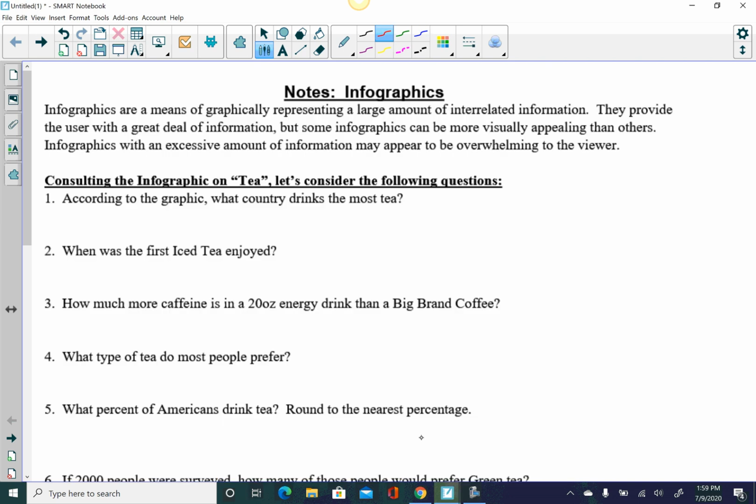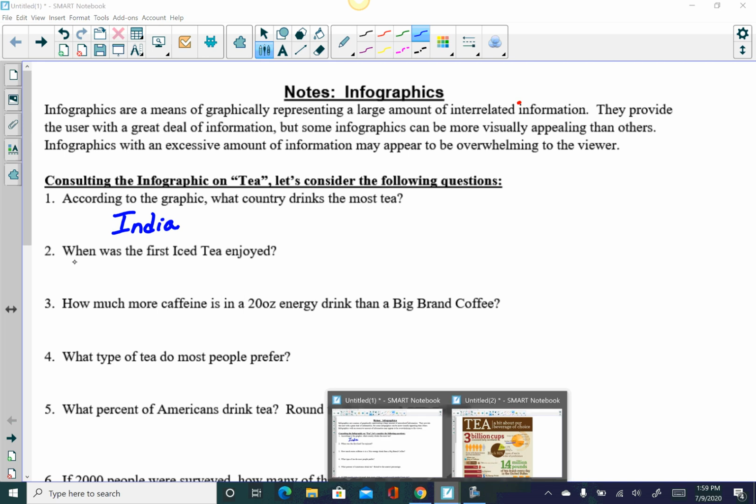You're going to find that in some cases, in terms of answering our questions, it will be very straightforward. We can get our answers by simply plucking them off of our infographic. Okay, so our answer here would just be India. Okay, and I'll go back to our graphic.